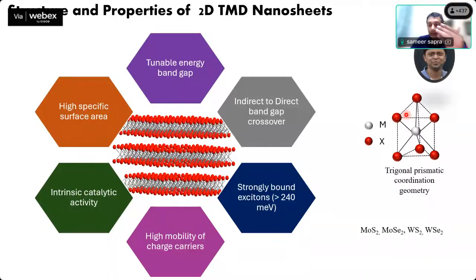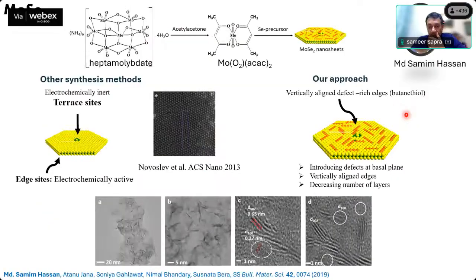So there are various ways. Trigonal prismatic is one. Then we look at octahedral coordination.